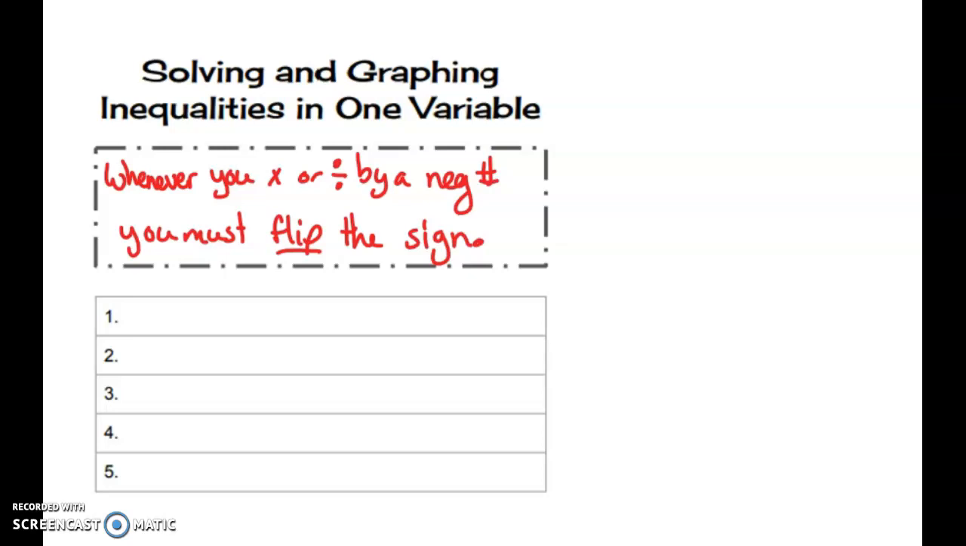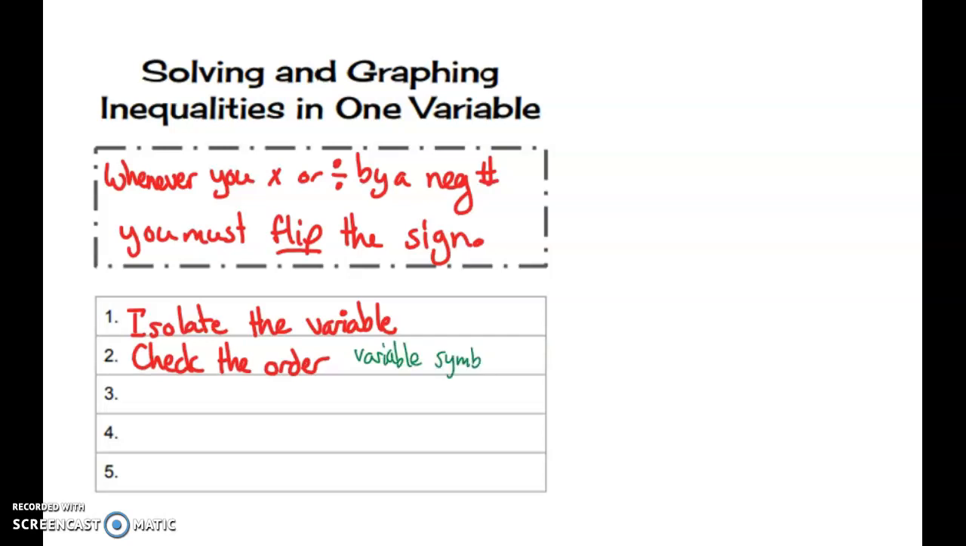Okay, so the 1 through 5 boxes over here are just to tell the steps to solving an inequality. So first, you're going to isolate the variable. That just means to get the variable by itself all on one side. So just like we did when we were using equal signs on equations, we isolated the variable. Then you're going to check the order. For the ease of graphing, I would definitely have the order be that first you have your variable, then your symbol, then the constant, which is the number without the variable. That's the order it should be.